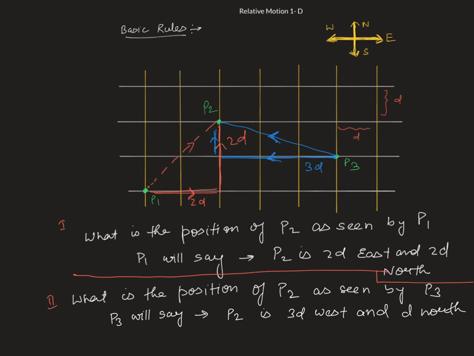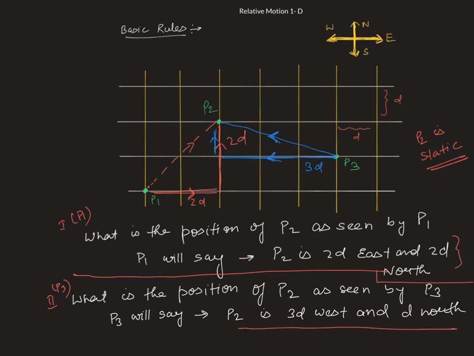So the observer in the first case is obviously P1. P1 is saying something about P2, and the observer in the second case is obviously P3, and P3 has to say something about P2. Now the question is, has the position of P2 changed or is it the same? So we can easily say that P2 is a static thing. The person is not moving, P2 is static. Now if P2 is static, why are we getting two different answers, this and this?